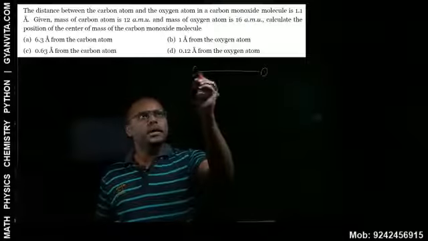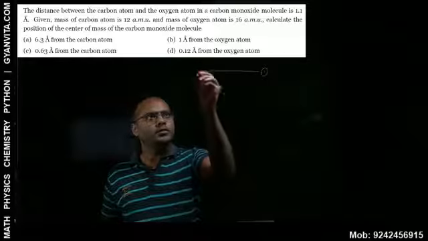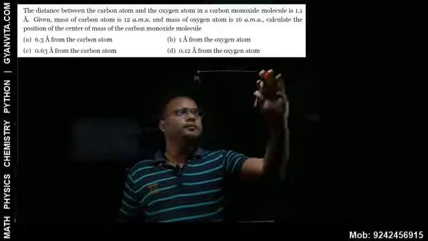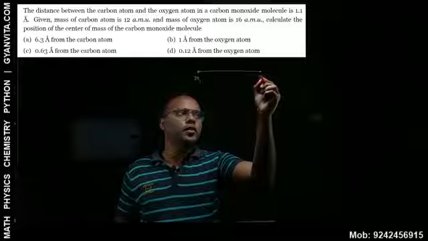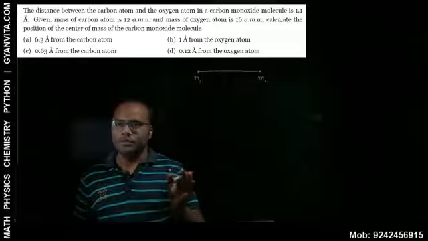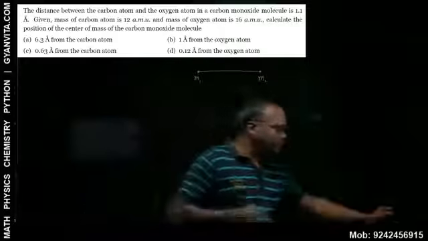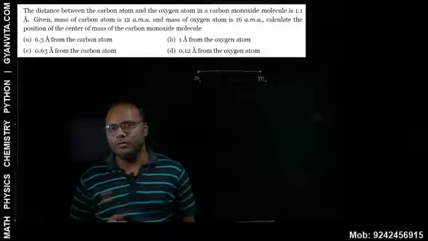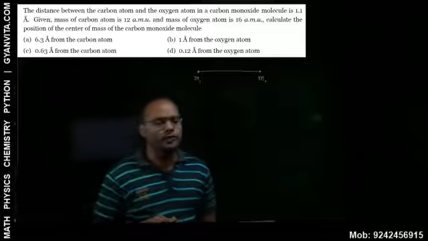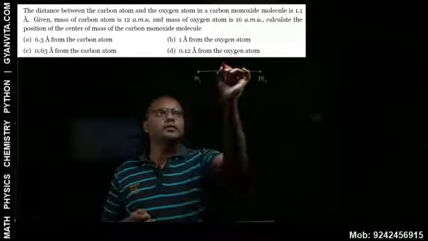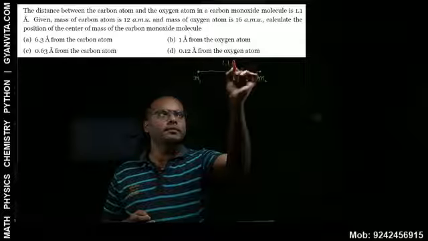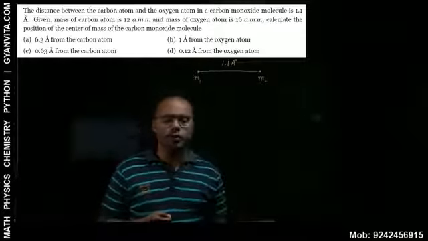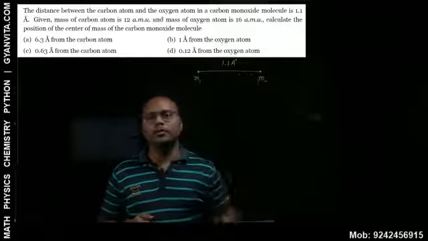This carbon will have some mass. So now let us show that as mass of carbon, M1, and in the same way, here this will be the mass of oxygen, and these two masses are given in terms of AMU. So we'll leave that. Okay, then what do we have? We have the distance between them, which I think is also given, that is 1.1 angstrom. So the distance between them is 1.1. We'll take that. Its unit is angstrom, that is 10 to the power minus 10.